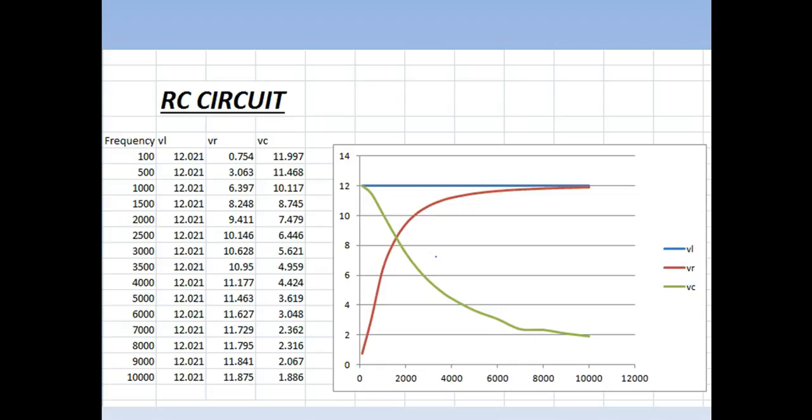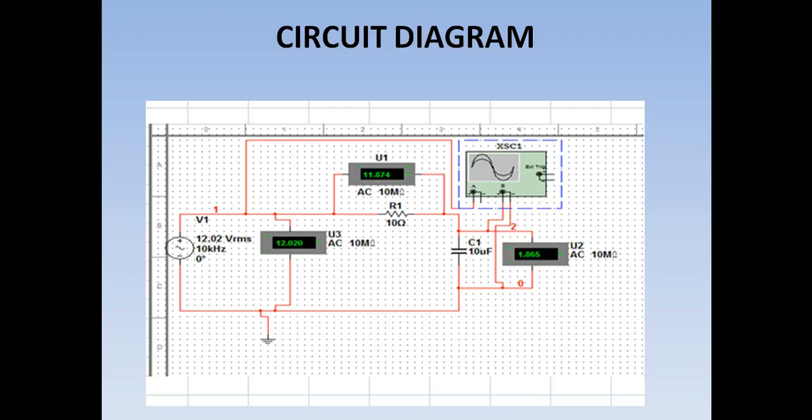The graph shows all the three voltages against frequency. There is the inductive voltage against frequency, resistive voltage against frequency, and also capacitive voltage against frequency. Here is the circuit diagram that we made in Multisim, the one we solved to get the previous graph.